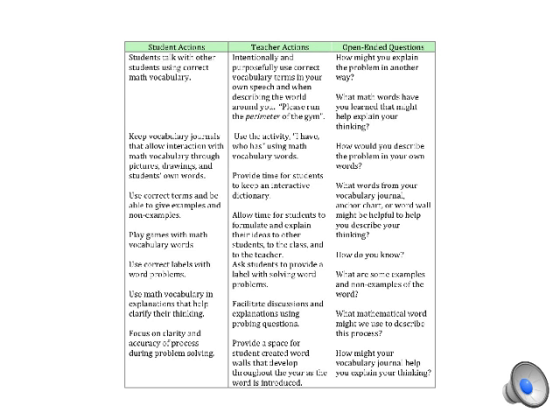Student actions. To promote precision, students talk with one another using correct math vocabulary. They could keep vocabulary journals that allow an interaction with math vocabulary through pictures, drawings, and students' own words. They use correct terms and are able to give examples and non-examples. Children can play games with math vocabulary words, games like concentration, horse, make a sketch.